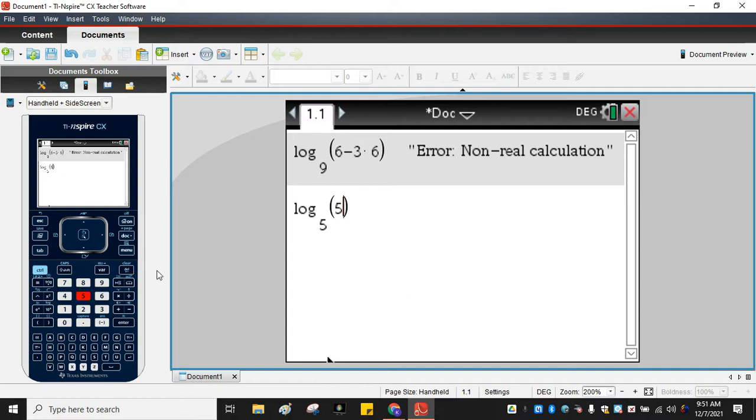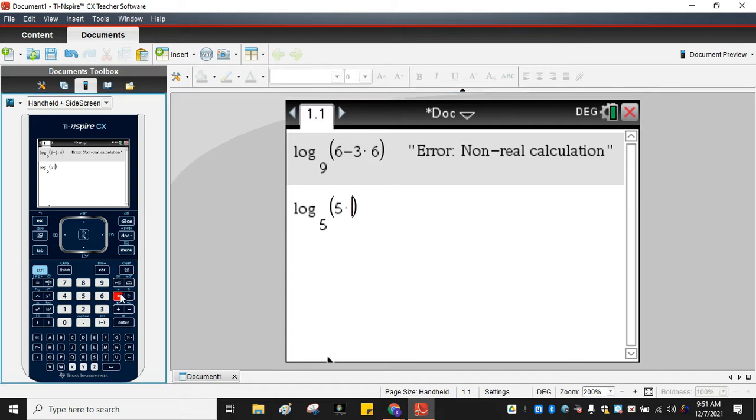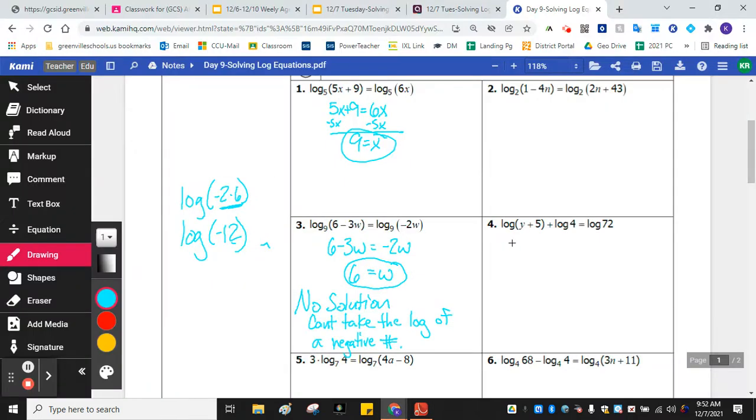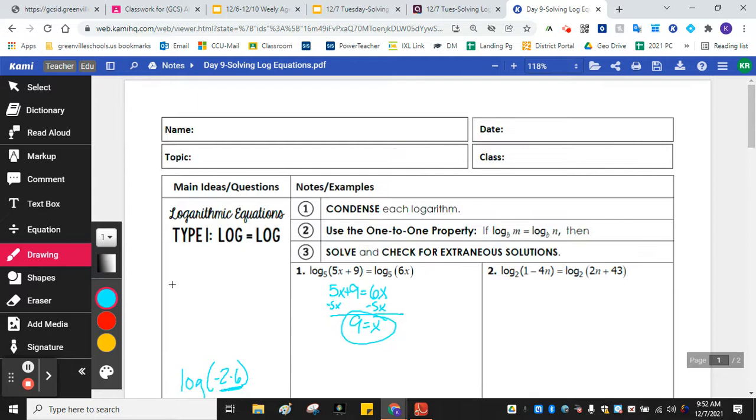5, and then the answer I got was 9 plus 9. And then the other side of it, log base 5 of 6 times 9. Yep, those are equal, so you know your answers are. So solve and check for extraneous. I know it's annoying sometimes, but luckily these calculators are nice and easy to check for extraneous answers.